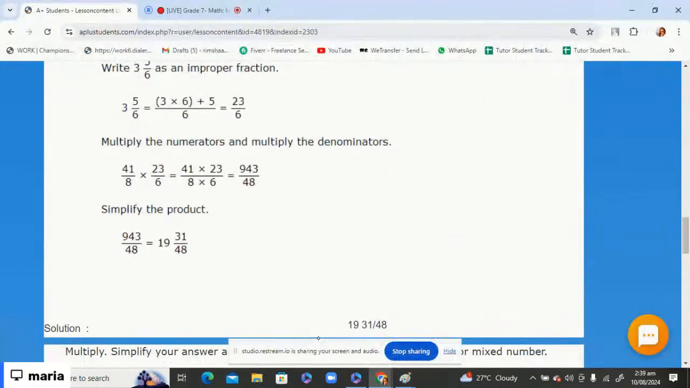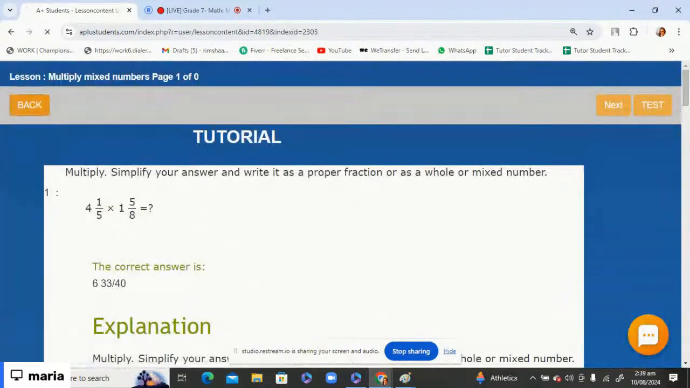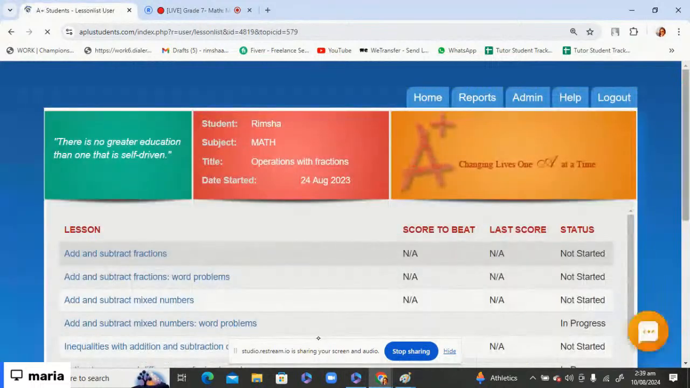When we divide, we get this answer. Okay. Hope you guys understand this lesson. So solve the rest of the questions by yourself now. Okay.